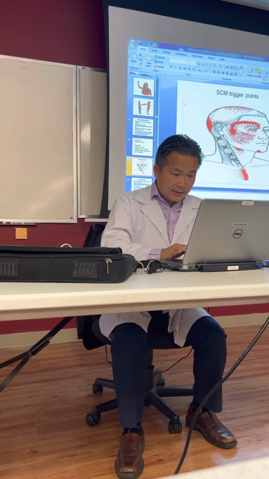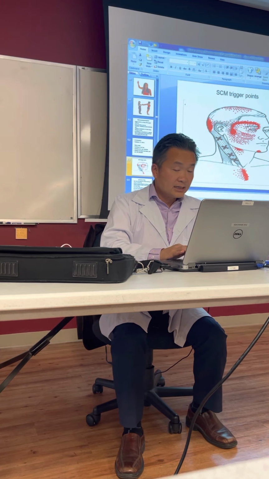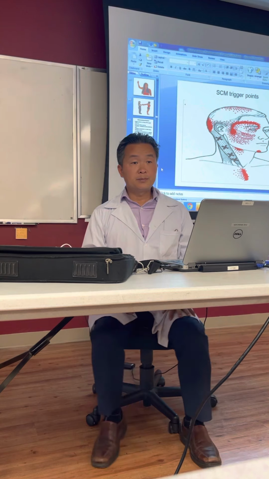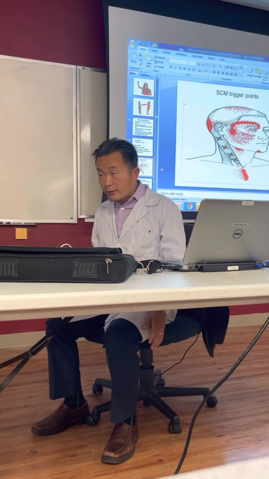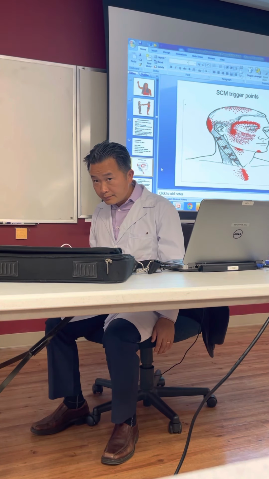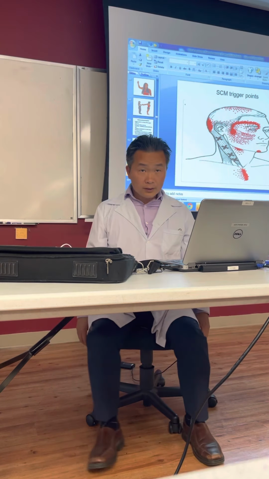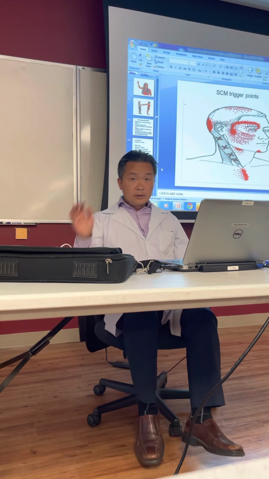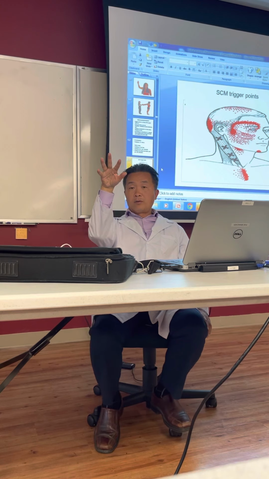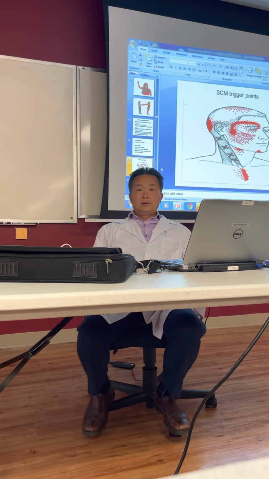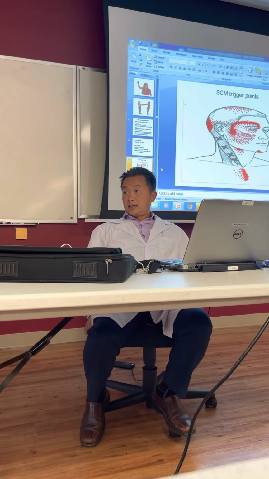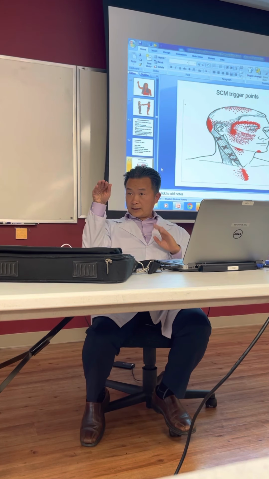So this is the SCM trigger point, especially in people with bad posture. You see people with bad posture, head forward, prolonged head forward. So what happens with head forward? With prolonged head forward, you have to overuse your SCM, because both our SCM have to flex the head, right?